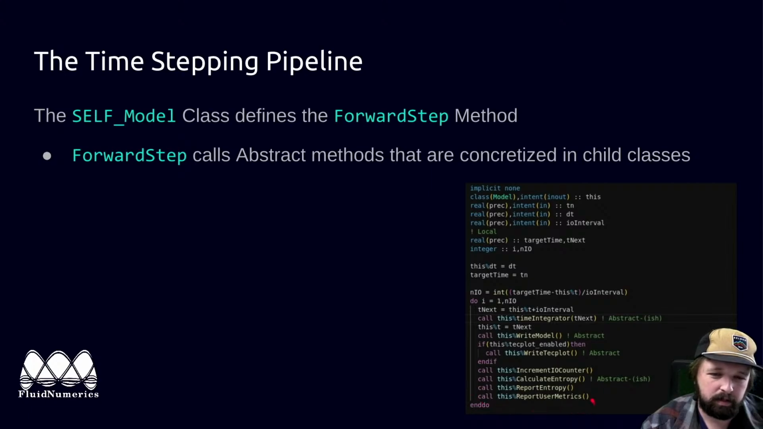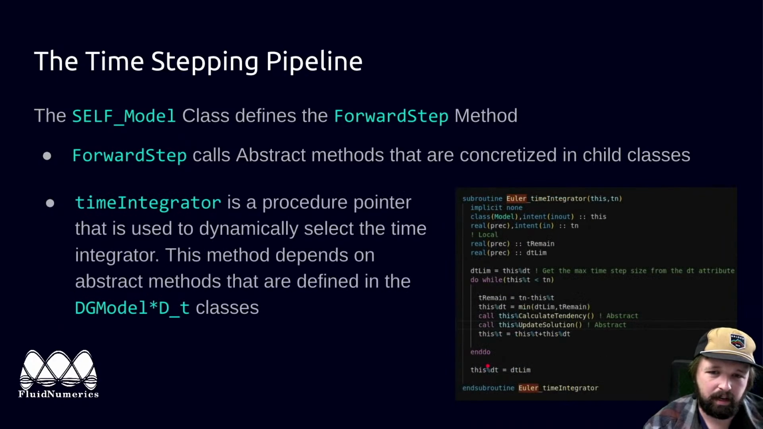I have just put this in recently, so it's not in main yet, but the report user metrics provides you a way to put your own custom metrics out to standard output in that time stepping pipeline. That's basically it there. Now let me talk about abstract-ish stuff and the time integrator. When I say abstract-ish, it means that I do have a method in the model class that does this, but that method itself depends on abstract methods.